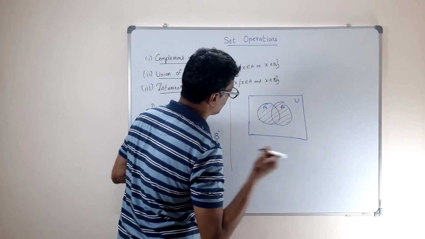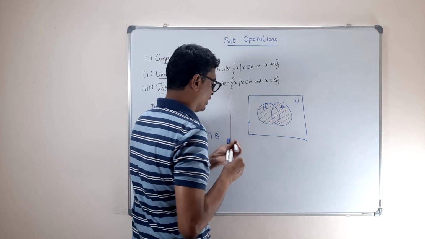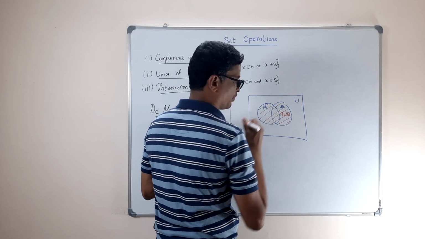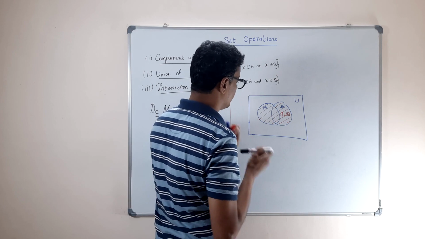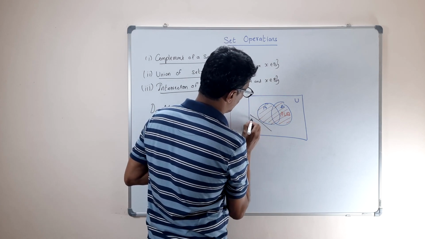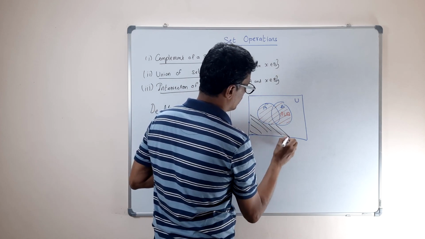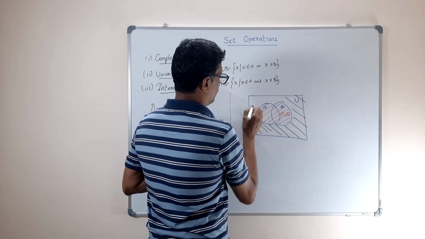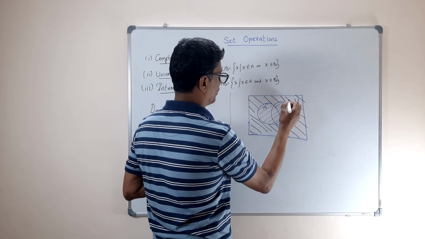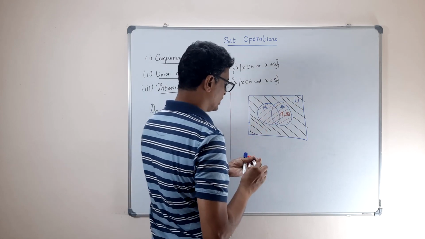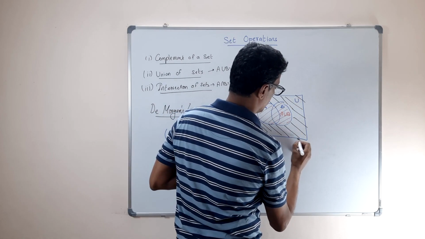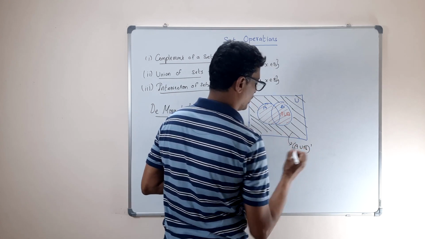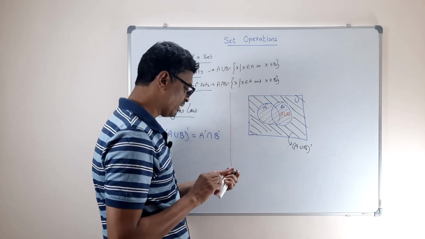So this is what I will write in red. What I have written in red is A union B, and the outside is the complement of it. So this portion is the complement of A union B. Okay, so now let us go for the next one.